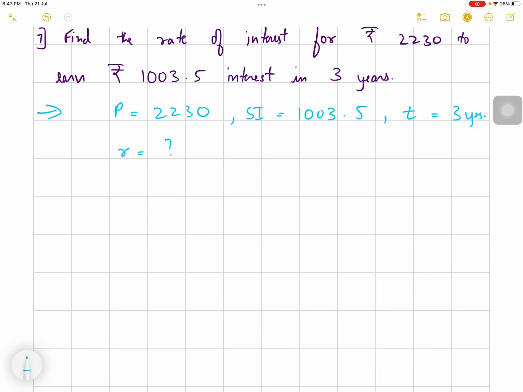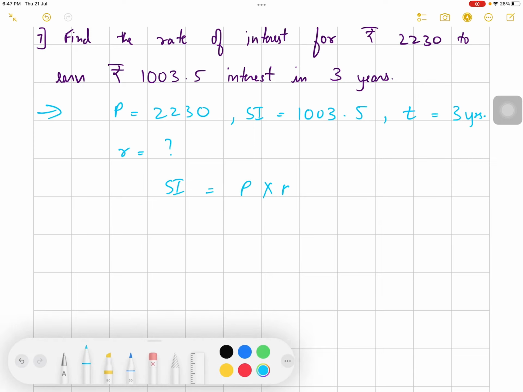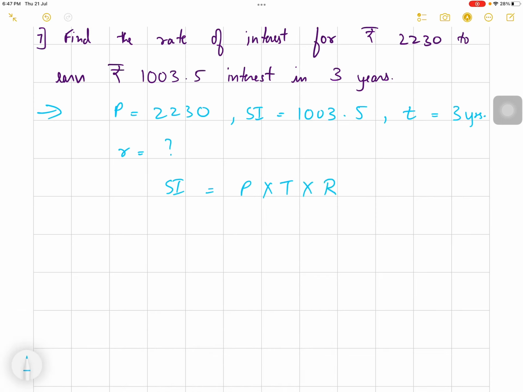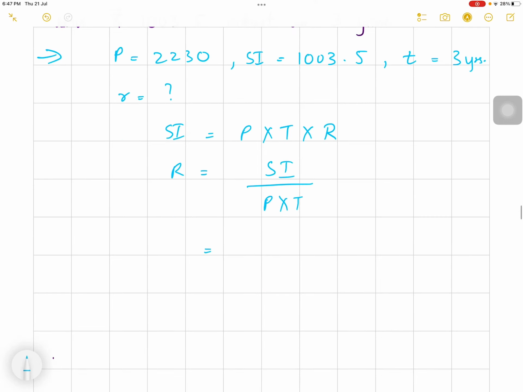So let us write the formula. Simple interest is equal to P into T into R. So R is equal to simple interest upon P into T. Simple interest is 1003.5, P is 2230 into 3 years.